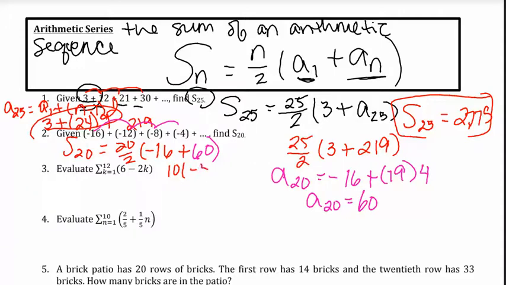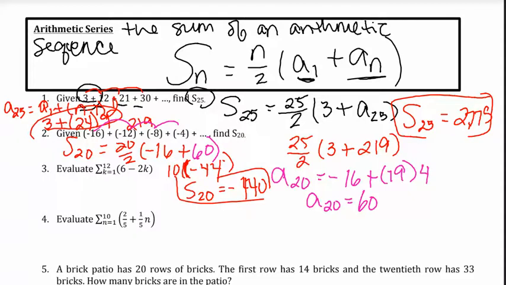So then I have 10 times negative 16 plus 60, which is what? Negative 44. So I should get my sum, S sub 20, is negative 440.